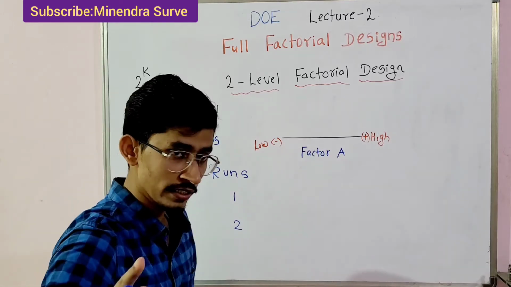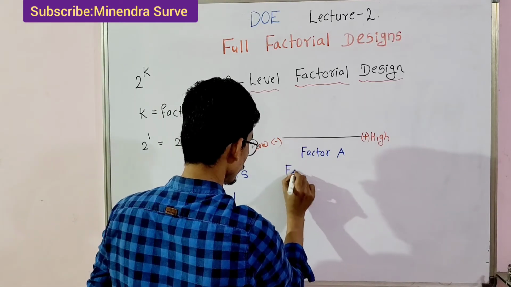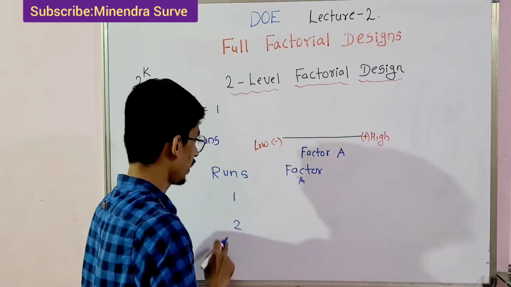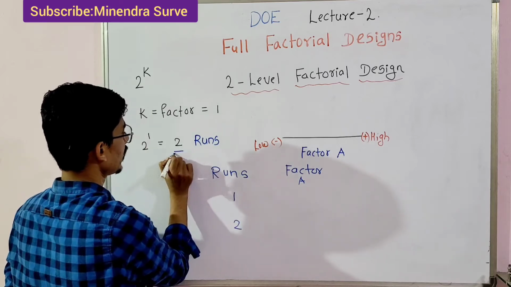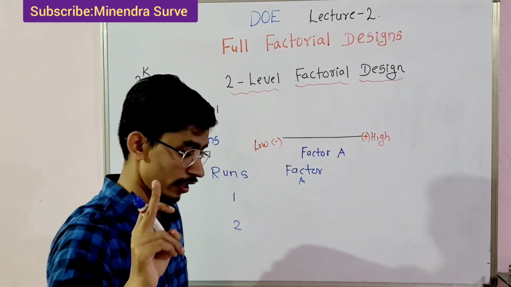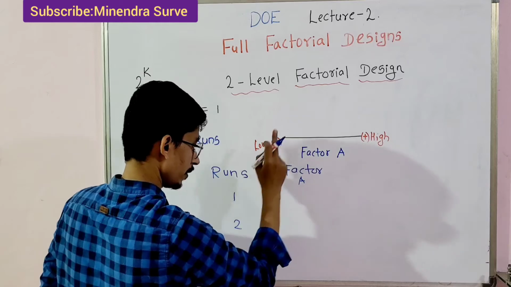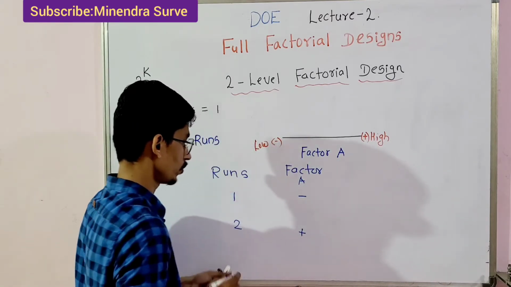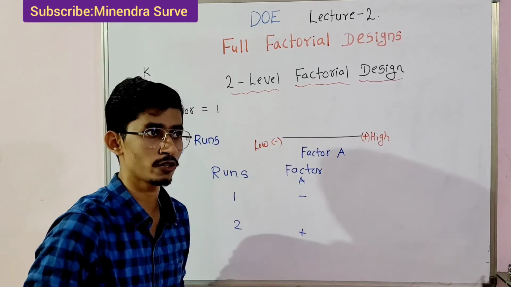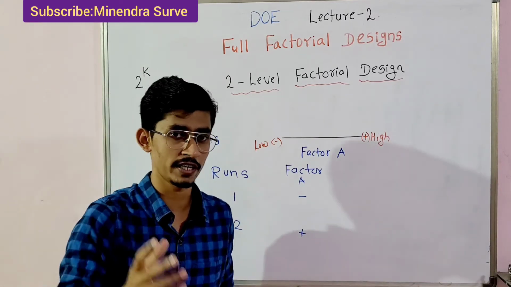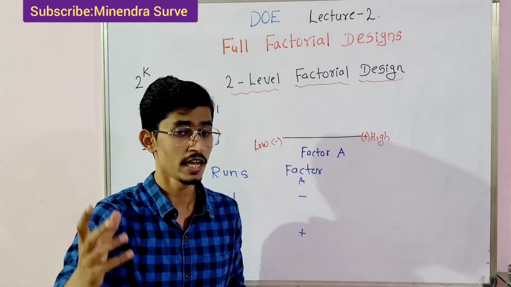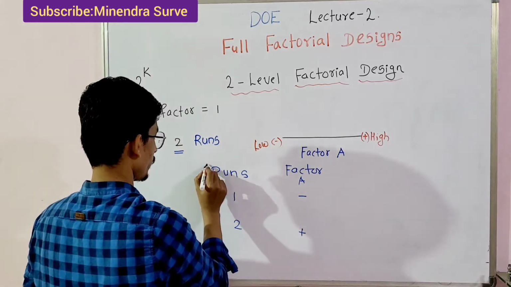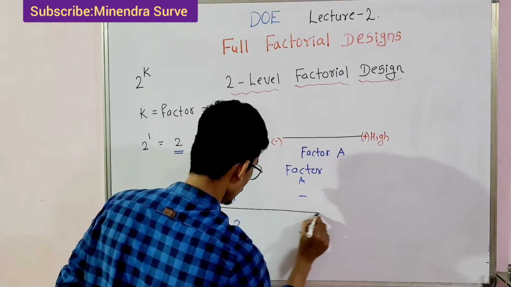For factor A, first run and second run, from here we will get there are two runs for one factor. So maybe this one is low and here it is high. This table is very important while solving problems, while considering the experimentation design process of the 2 raised to k design. If you take k equal to 1, this table is important over here. So you need to remember this table.